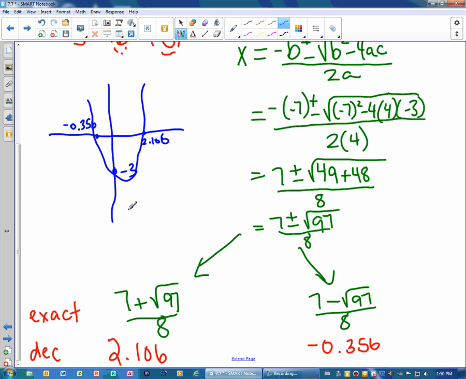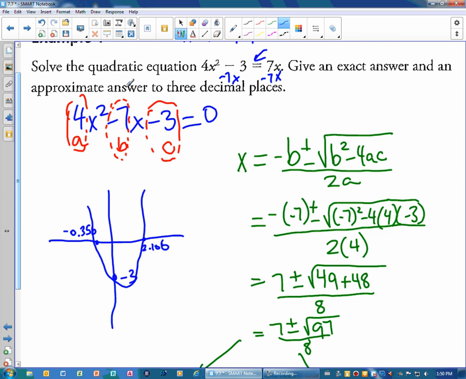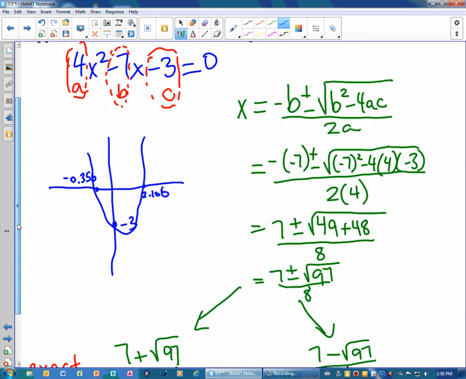Okay, so when the equation is not pretty, or you just hate factoring, use the quadratic equation. All you've got to do is plug in a, b, and c and see what you get. Okay, second example.